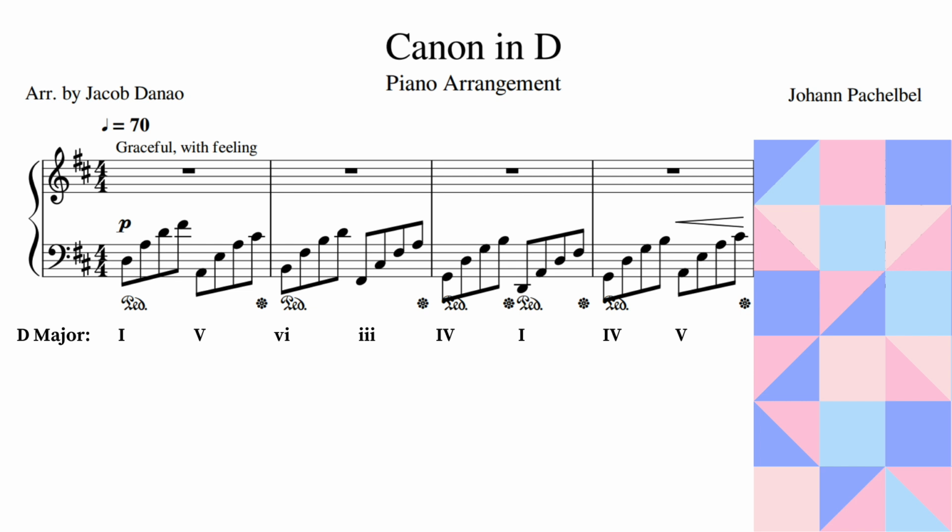Hearing this progression along with the labeled Roman numerals is an organized way of showing that although the rest of the piece develops and changes, the harmonic progression stays the same throughout.